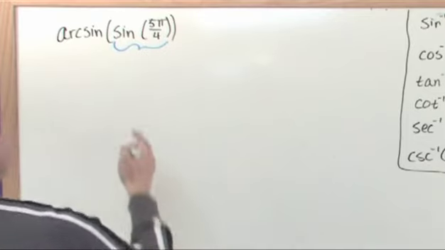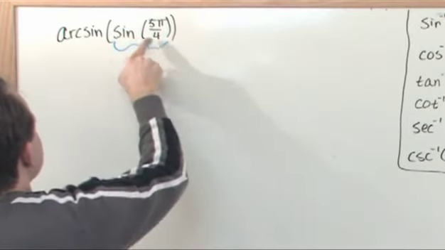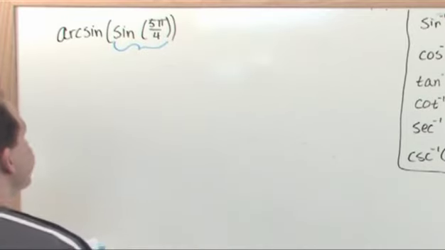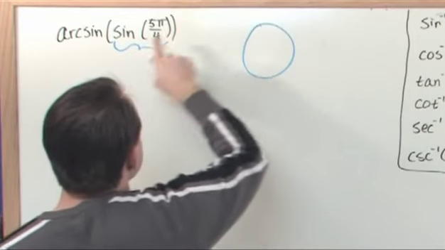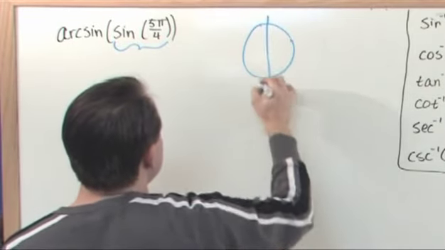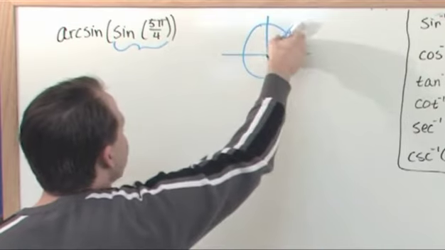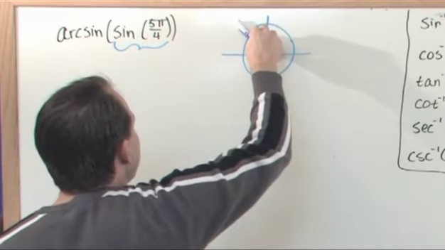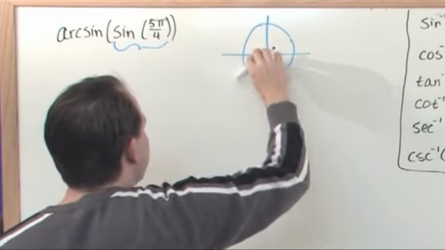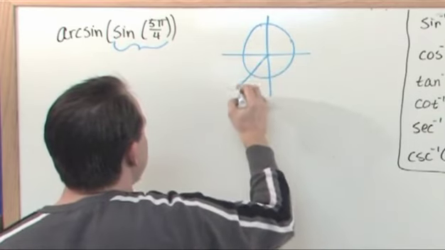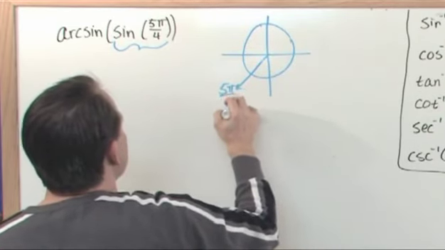What is the sine of 5 pi over 4? If you look at your unit circle, this is not an inverse sine. This is just a sine. This is a unit circle. This is pi over 4, 2 pi over 4, 3 pi over 4, 4 pi over 4, 5 pi over 4. So this is actually 5 pi over 4 right here, down there.